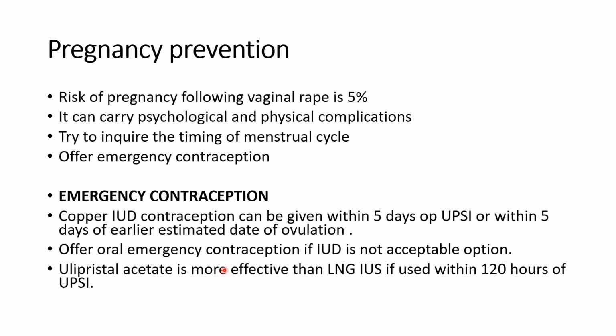Offer oral emergency contraception if an intrauterine device is not acceptable. So what oral emergency contraception do we have? We have levonorgestrel tablets, emergency contraception tablets, or we have ulipristal acetate. Ulipristal acetate is more effective than levonorgestrel if used within 120 hours of unprotected sexual intercourse. So these are the forms of emergency contraception which you should know, because the examiner can ask regarding it. And the timing of prescribing emergency contraception would be according to the timing of her menstrual cycle.